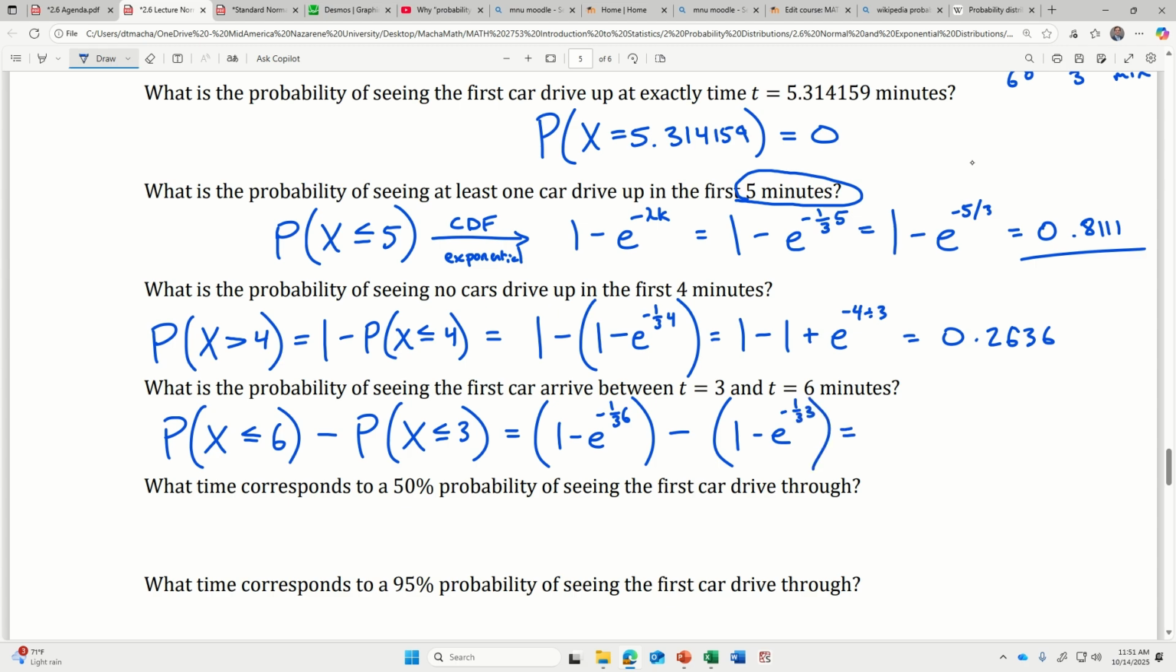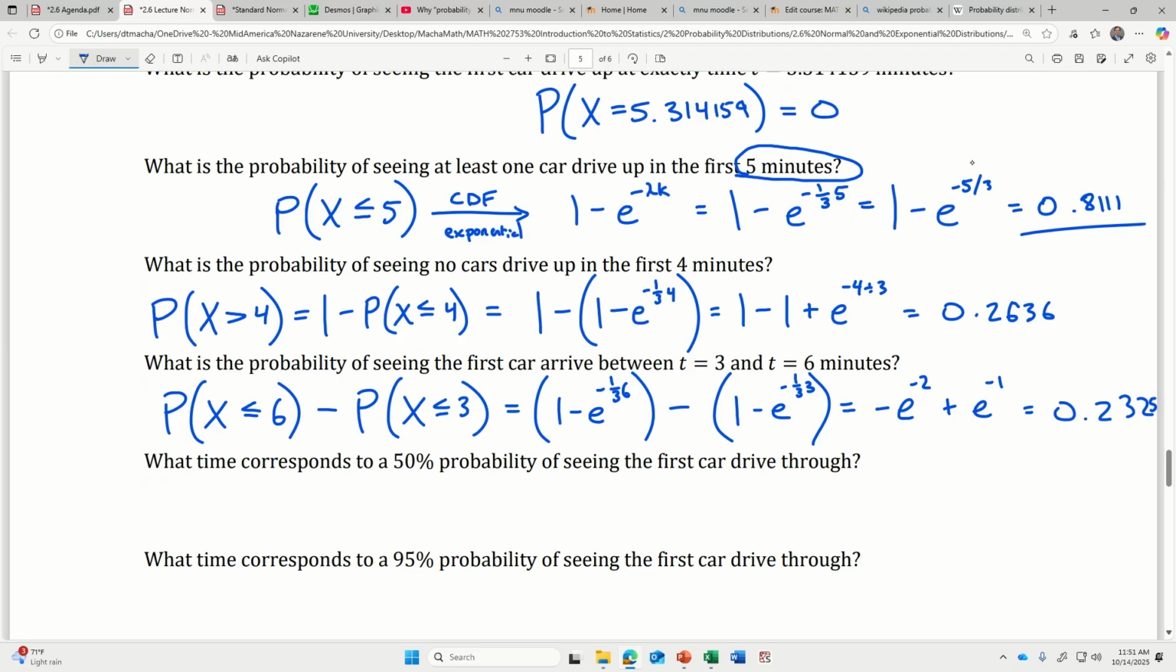So in other words, I'm going to have negative e to the negative 2 power plus e to the negative 1 power. You got to simplify, or maybe you don't simplify. Maybe you just put it in your calculator and it works. But negative e to the negative 2 close parentheses plus e to the negative 1. My calculator tells me that's 0.2325. 23%.